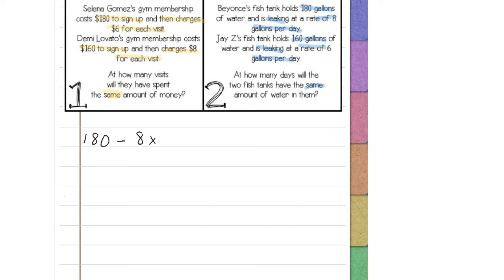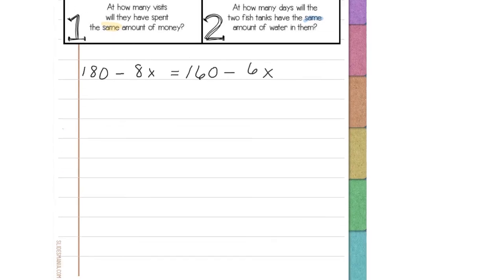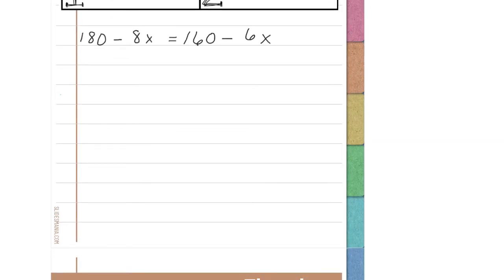That is our X. We're going to set that equal to, and now Jay-Z's fish tank holds 160 gallons of water. So 160 no matter what, that's our constant. And it's also leaking, so it's losing, so it's subtracting at a rate of 6 gallons per day. We don't know how many days, so that is our missing variable.